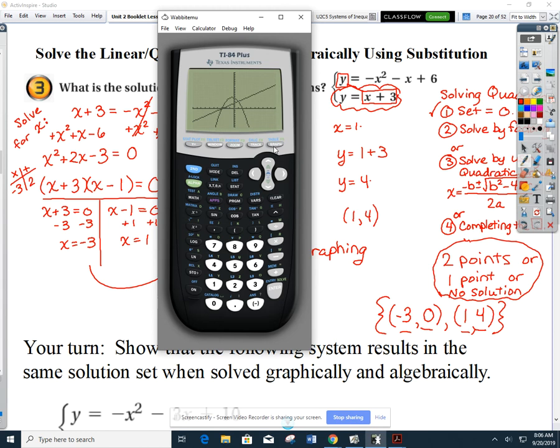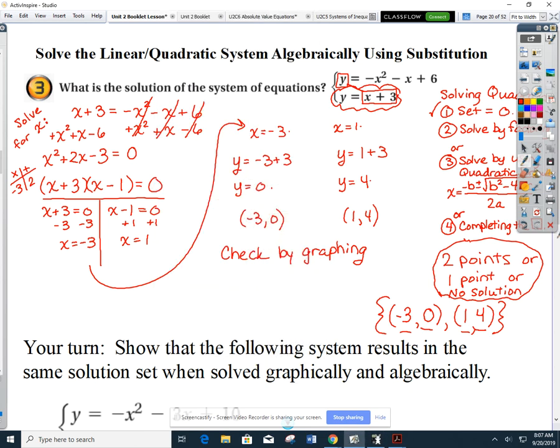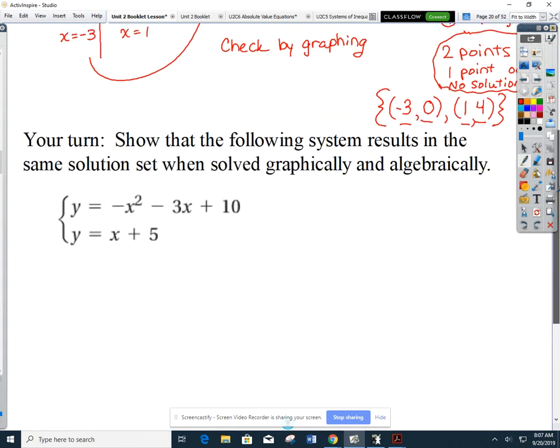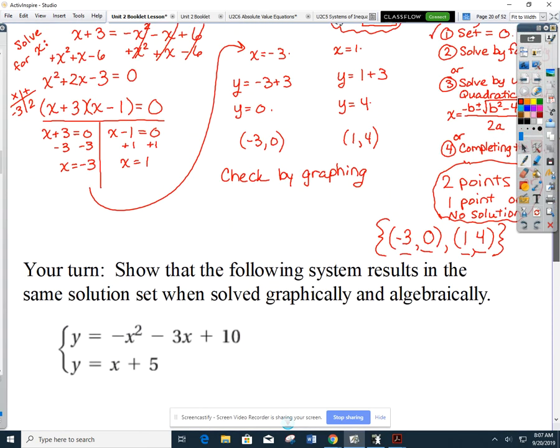So -3, 0. Let's zoom this in. If you want to reset the graph, because I changed that window, hit option 6. So zoom 6, and it kind of resets it back to a window of -10 to 10. So -3, 0, that definitely looks like it's at -3, 0, and then 1, 4. So that looks right. So yeah, on your homework, you might not graph them all and check them, but on your tests, you definitely should.